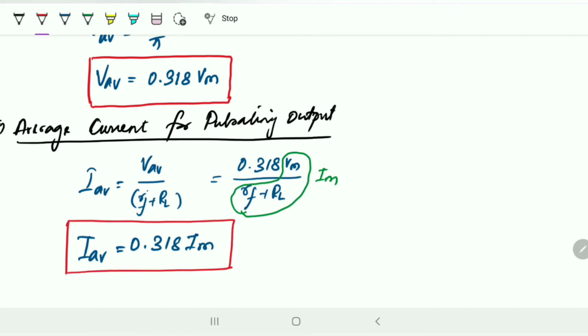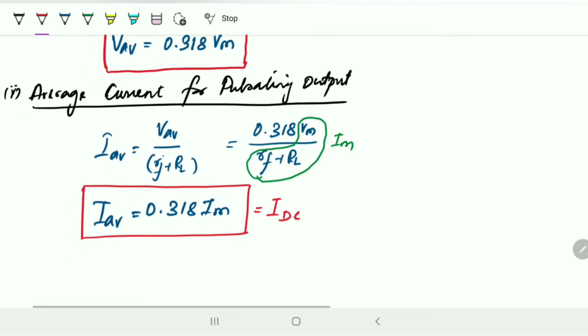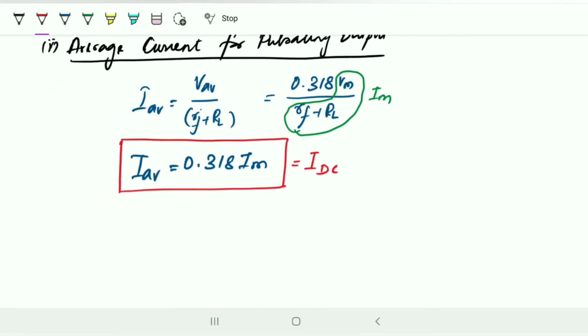Okay, so now your IAV is also, you got it. Since we are using a resistive load, this IAV will also be the average of the pulsating current, which can be referred to as IDC. So now we have found the voltage and current.